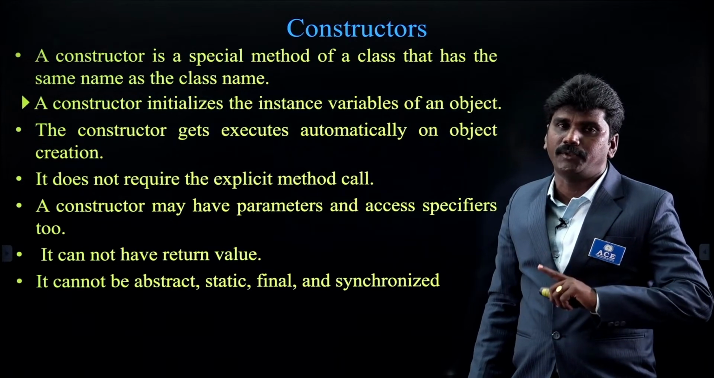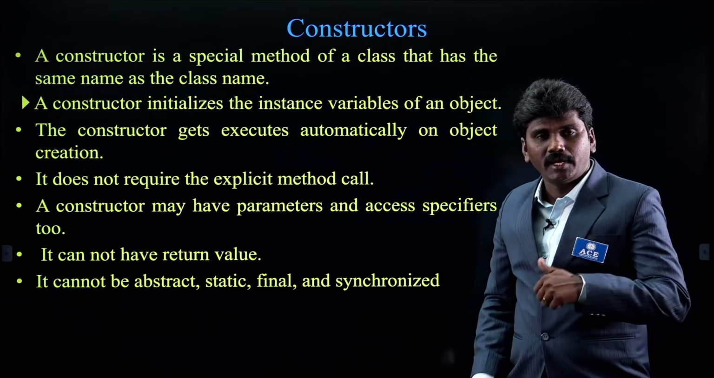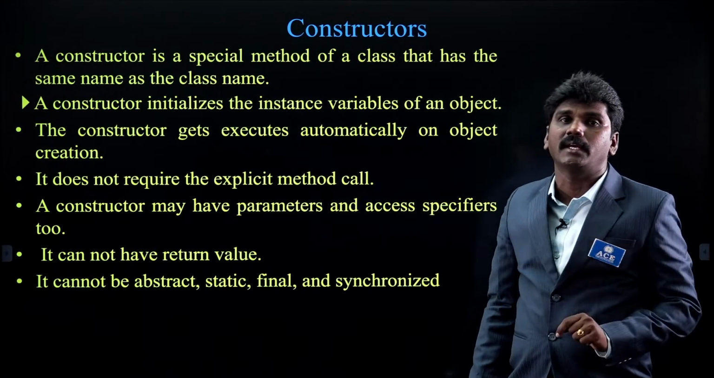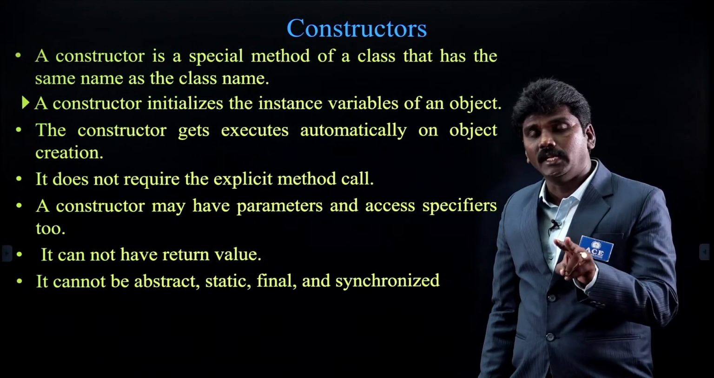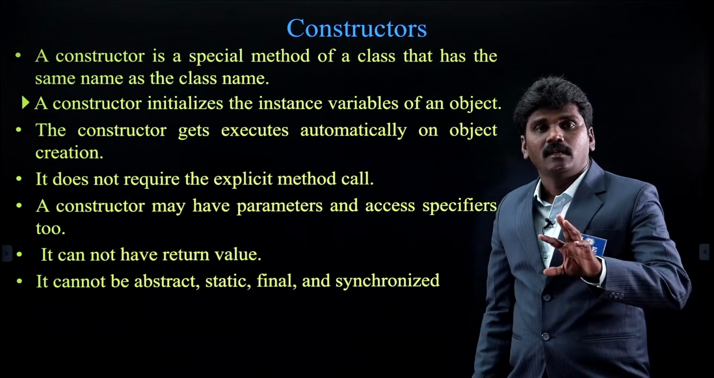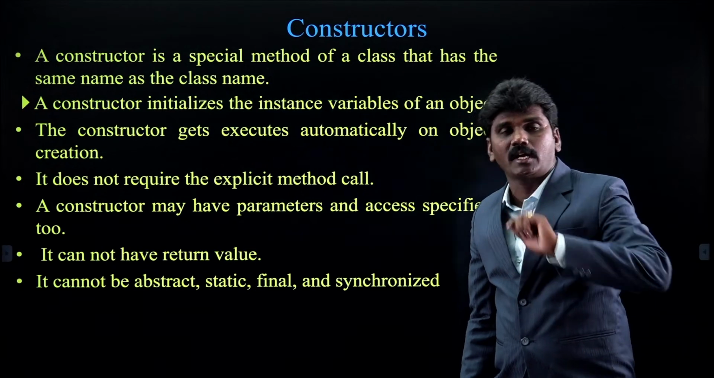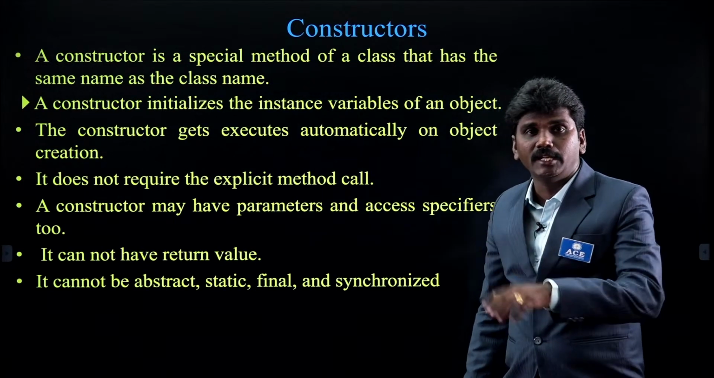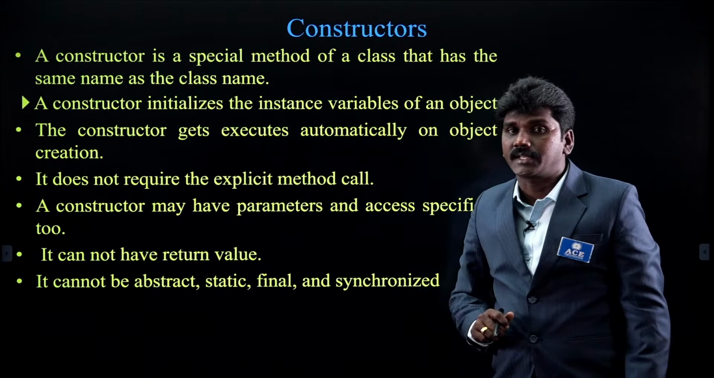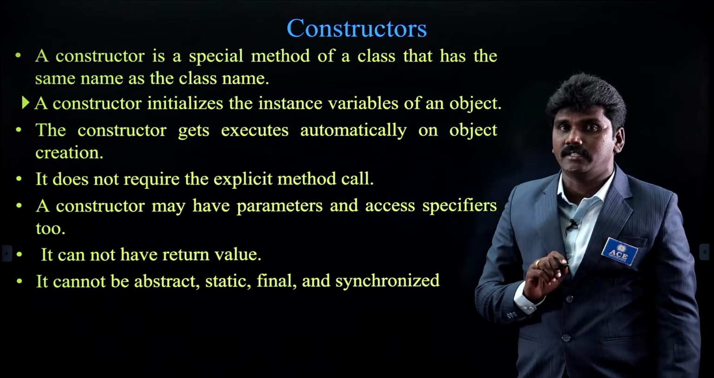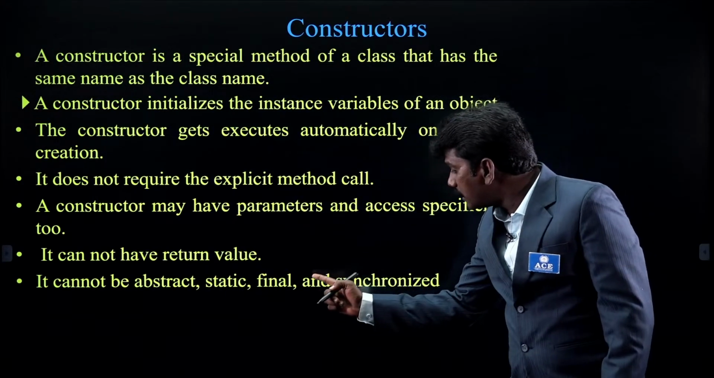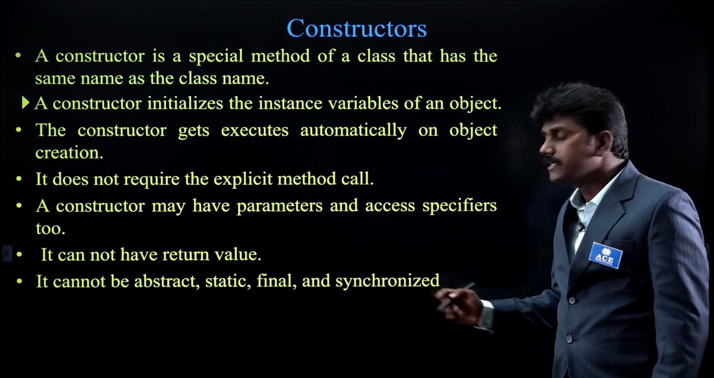Once anything is kept with final, like if it is a variable, if we have used final, in that case that variable is going to become a constant. If we have used final in front of a method, the overriding will not be possible. If we have used final in front of a class, inheritance is not possible. So, while using the constructor, we must be very careful that the constructor cannot be abstract, it cannot be static, it cannot be final, and also it cannot be synchronized.